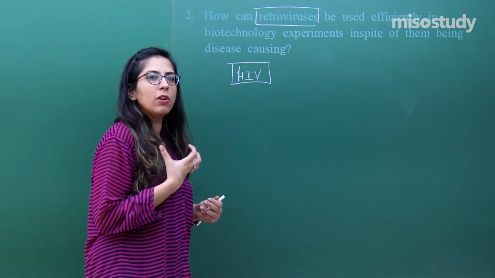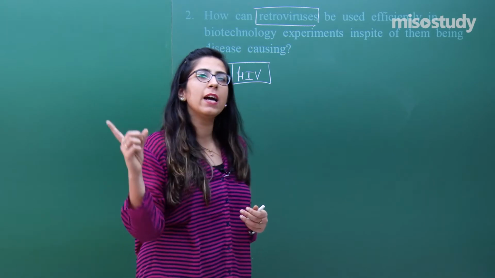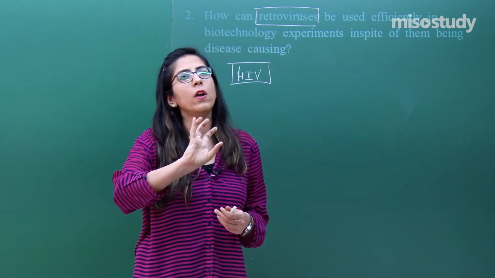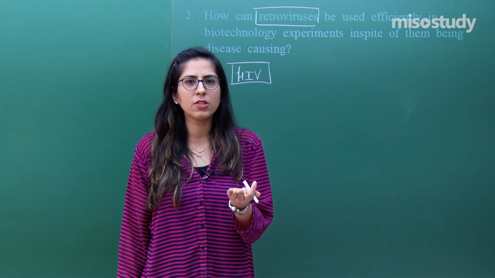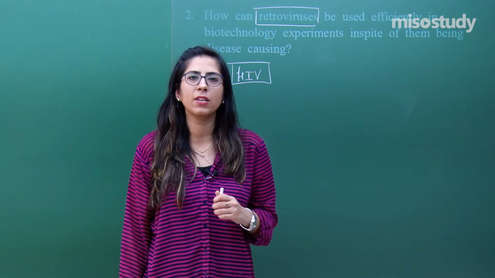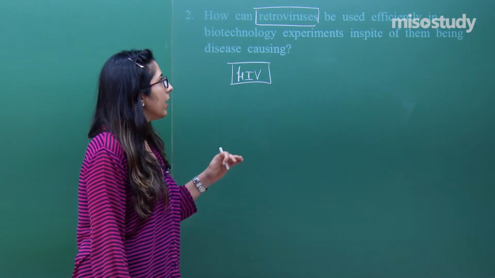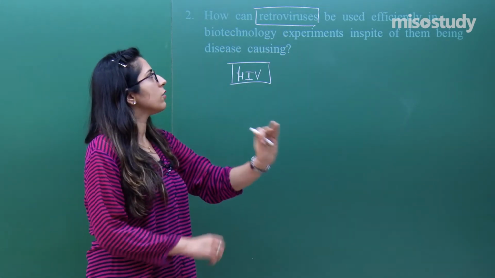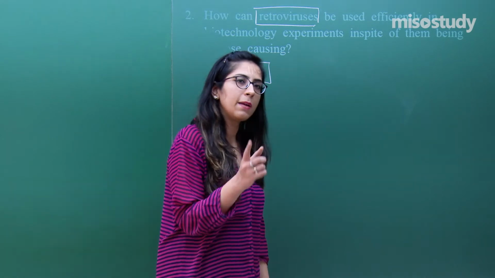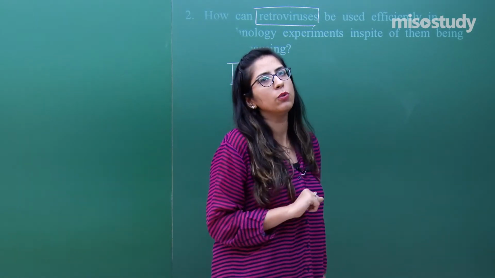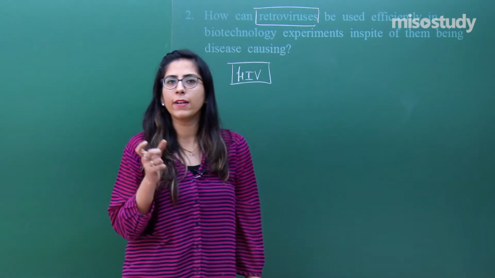In biotechnology, what we want is either a desired gene to be inserted or some specific gene to be deleted. That is called gene manipulation, which is ultimately what genetic engineering is. In this, the vector used is sometimes a retrovirus. Retroviruses are viruses that have the ability to infect eukaryotic cells.